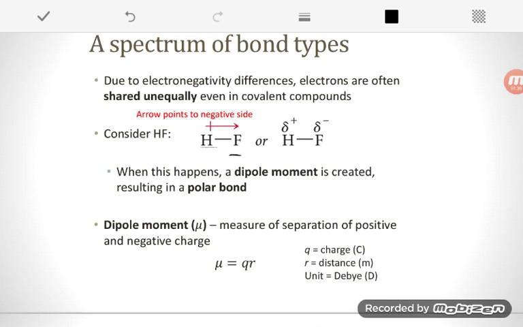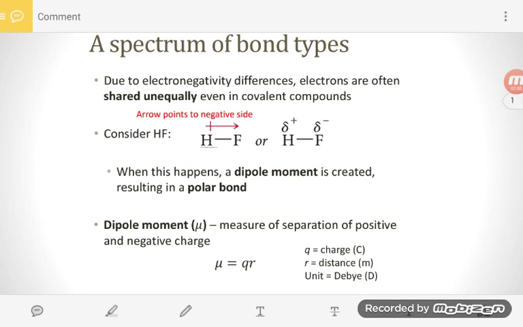And what this does is it causes a partial positive charge on the hydrogen and a partial negative charge on the fluorine. So we can show this in a couple of different ways. One is this arrow we use up here. The arrow points towards the side that the electrons are moving to. Fluorine is more electronegative, so it's going to point towards fluorine because that's where the electrons want to go. And then we put this little positive sign on the end to show that it's leaving behind a kind of positive charge on the hydrogen there.